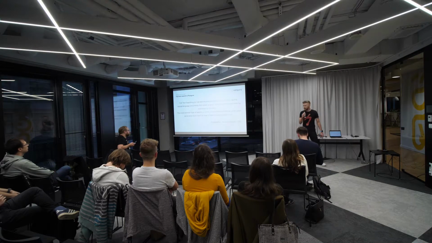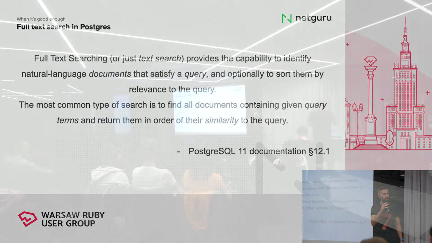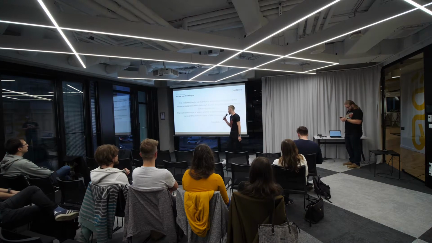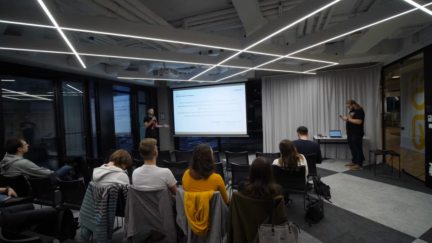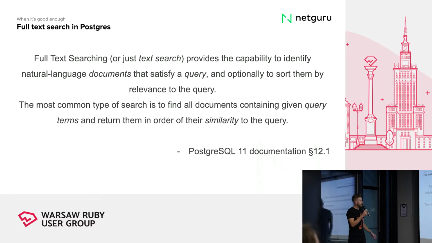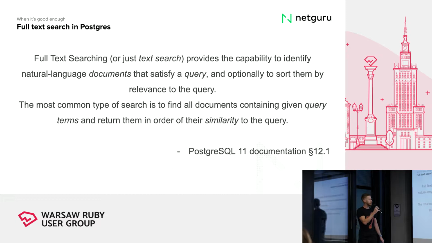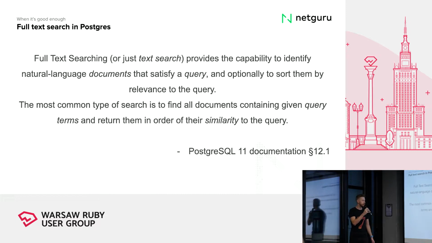So, what is it? This is the only slide that I will read, but it's a really good definition from the Postgres documentation. Learning this feature of Postgres, I was using only this documentation. It is really nicely written, very simple. Full text search provides the capability to identify natural language documents that satisfy a query and optionally to sort them by relevance to the query. The most common type of search is to find all documents containing given query terms and return them in order of their similarity to the query.